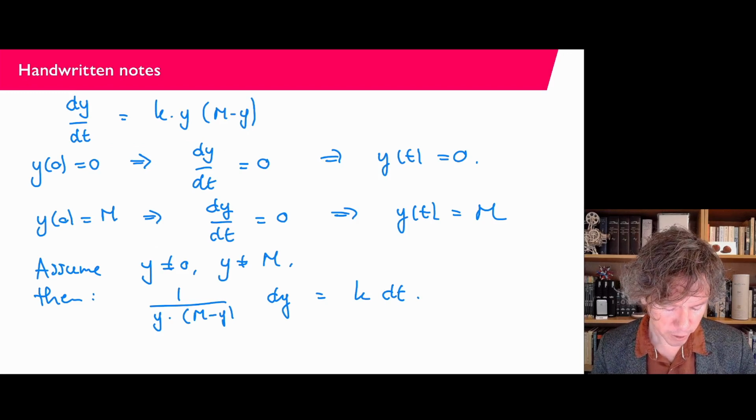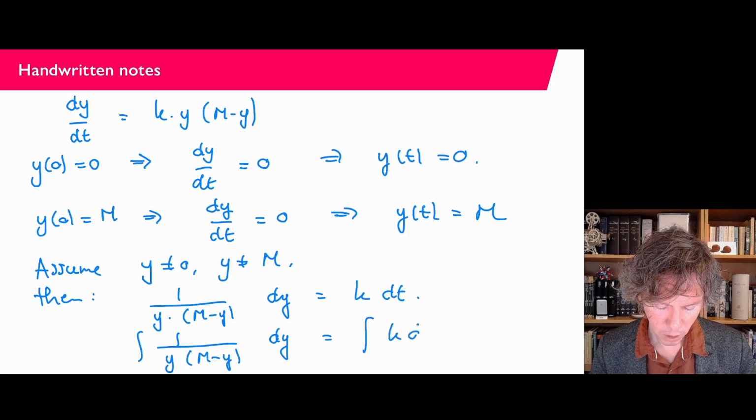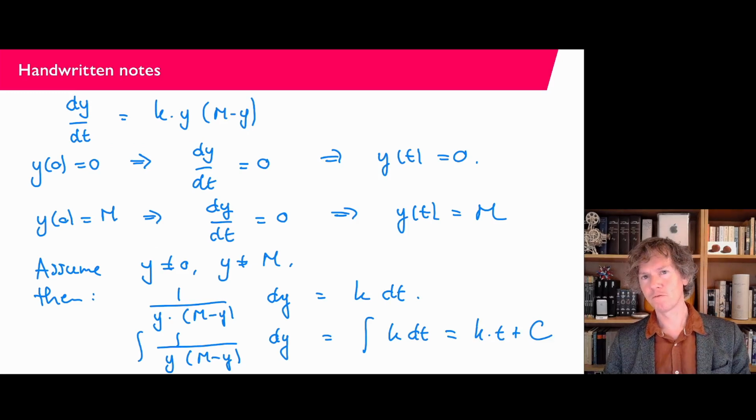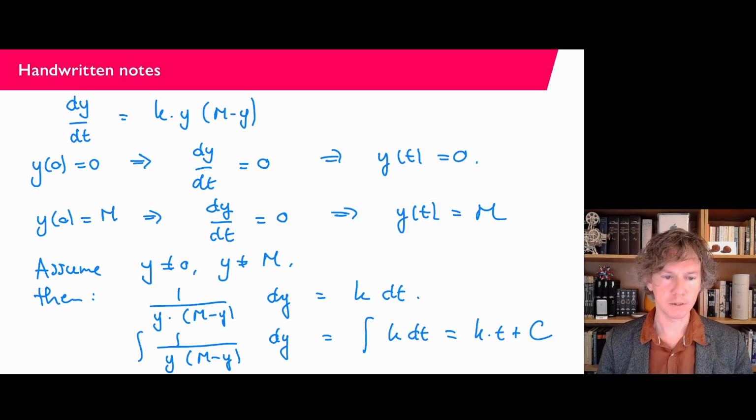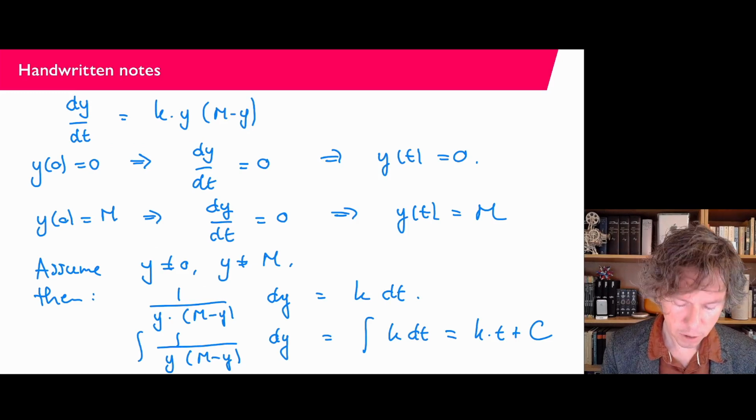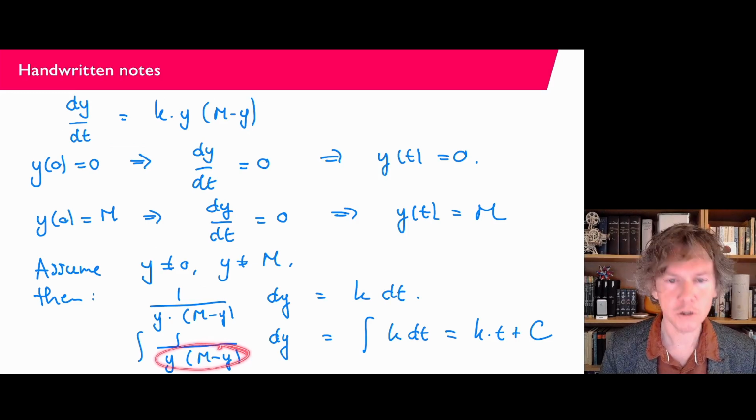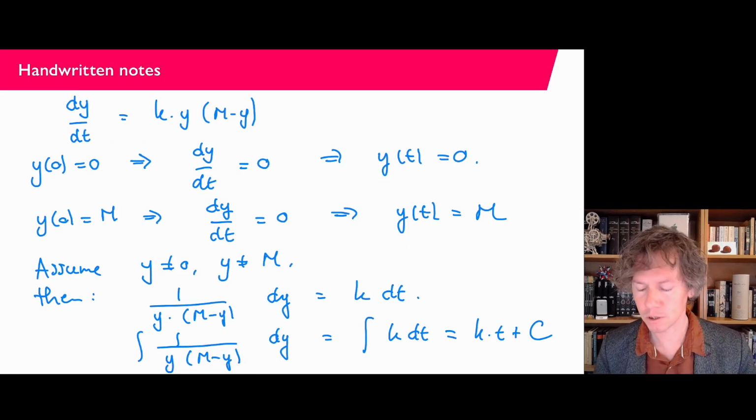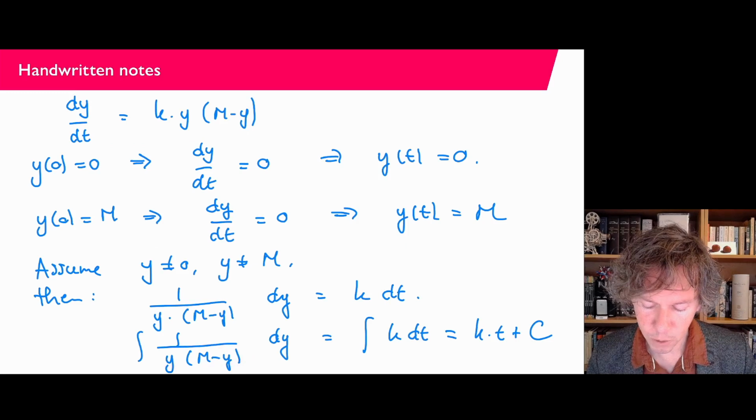So if I now integrate, then the right side, we have seen that before, that's easy, because that becomes k times t plus some constant. The left side is a bit more involved, because we cannot readily integrate this. This is not a logarithm, because if I would multiply this, I would get a y squared. I would get m times y minus y squared, and if I have a y squared there, I don't know what to do. So I need a trick there.